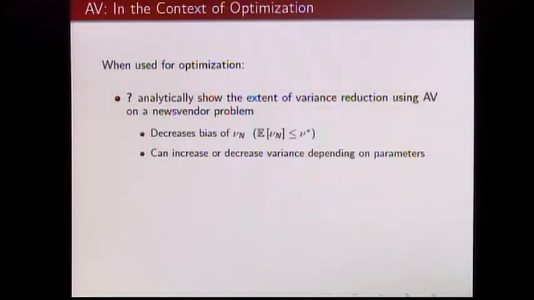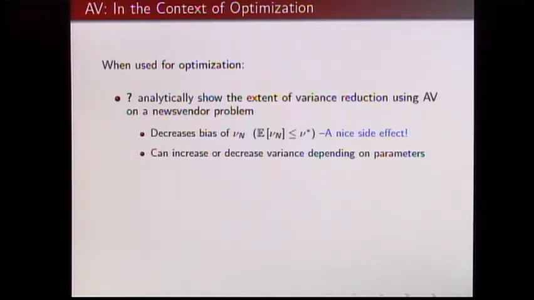This is, again, all no optimization. So when we use it for optimization, this is a Kramer-Linderoth paper. Again, apologies for these question marks that will pop up here and there. So on a newsvendor problem, right, you can show analytically that it will always decrease the bias, by the way. We're trying to reduce variance, but this is a really nice side effect, okay?